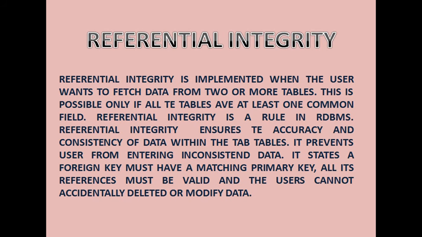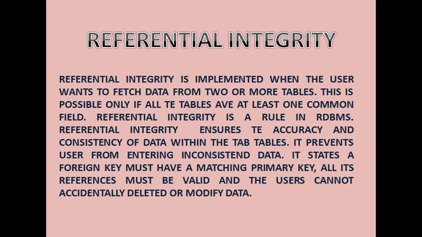What is referential integrity? It is implemented when the user wants to fetch data from two or more tables. It actually concerns two tables. This is possible only if the tables have at least one common field, and referential integrity is a rule in DBMS. What does it do? It states that a foreign key is such a kind of key. You might think that it has to be imported from foreign. No, it is not like that. A foreign key is actually a referral to the primary key of a particular table.